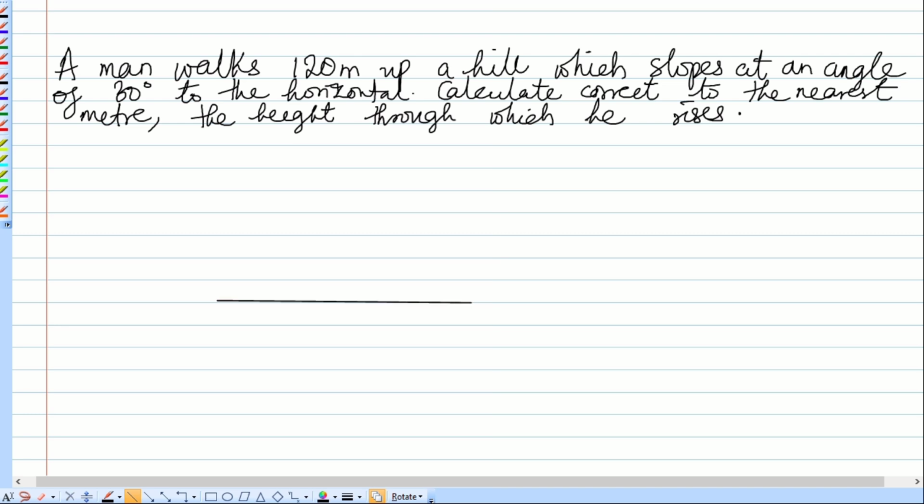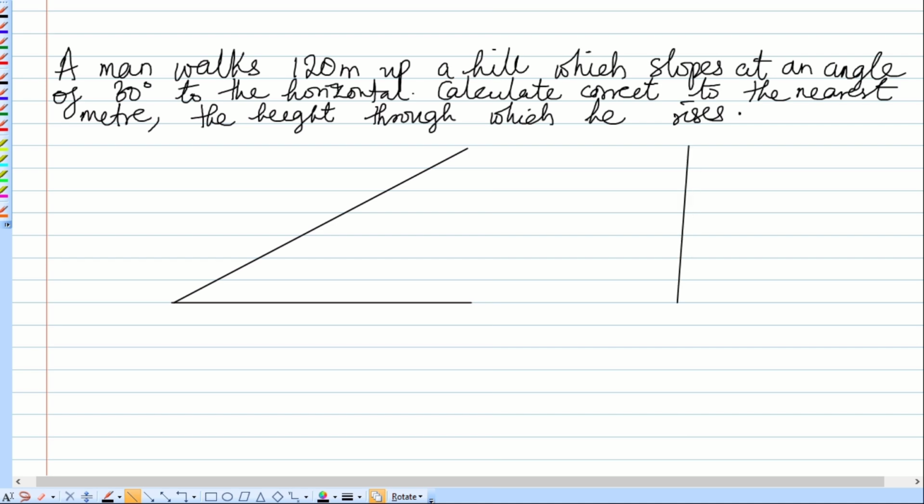Okay, so the first thing we're going to do is draw our horizontal ground there. So that's the horizontal ground. So the man walks up a hill, and the hill is a slopey hill, so it slopes at an angle of 30 degrees. So let this be our hill. So it's going to slope like this. That's why he can actually walk on it, because if it's not slopey, he can't walk.